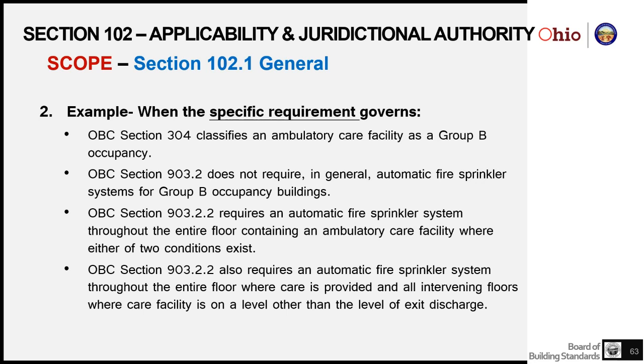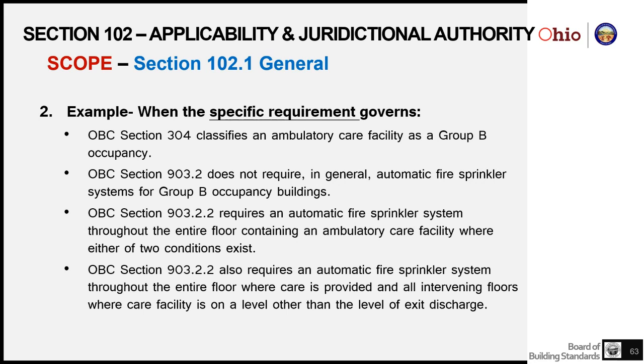And it's about how many people you're dealing with and what their level of self-preservation is. Now, 903.2.2 also requires that an automatic fire sprinkler system is throughout the entire floor where care is provided and all intervening floors where the care facility is on a level other than the level of exit discharge. And when I'm talking about the care facility here, it's specifically an ambulatory care facility, which is a defined type of care facility.